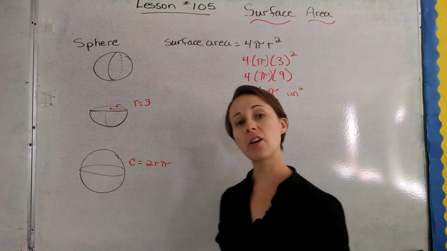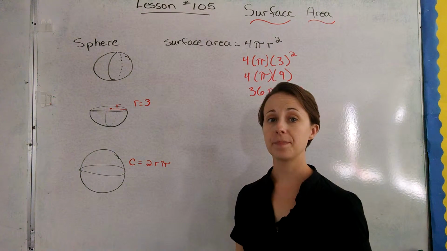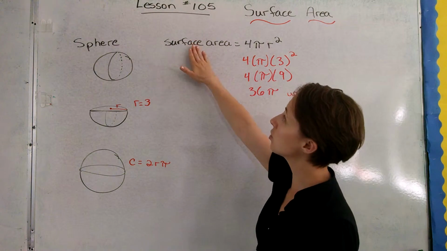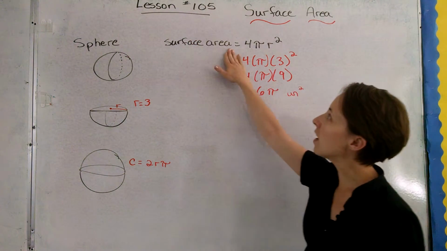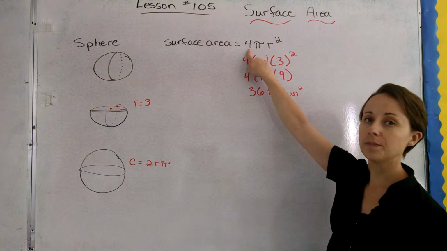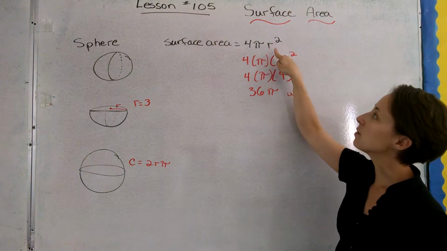Instead, to find the surface area of a sphere, there's a specific formula, and you need to remember the formula, so please make sure that you write it down. The surface area of a sphere is 4 times pi times the radius squared.